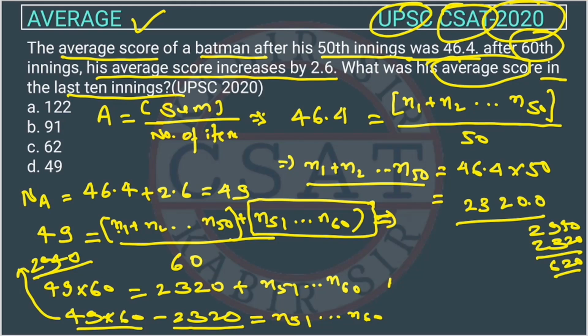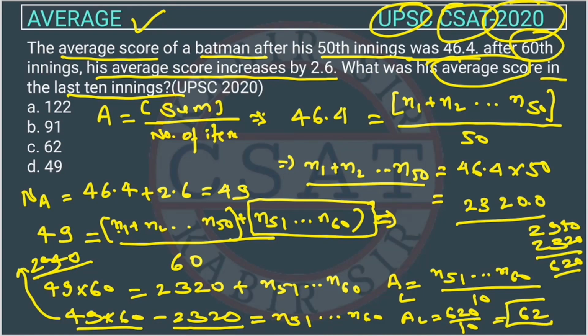So the average of the last 10 innings will be N51 till N60 upon the number of items, which is 10, because from 51 to 60 there are 10 items. So the average will be 620 upon 10, so it will be 62. So this is our answer. Option C is our answer, right? So this is easy.